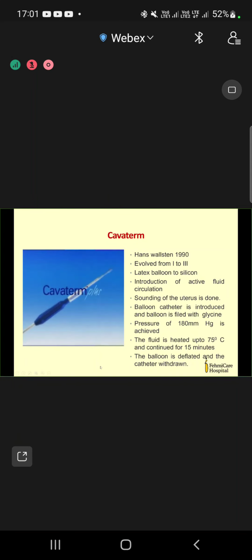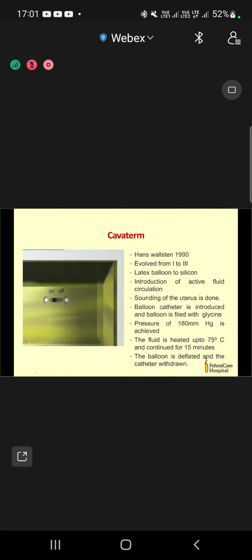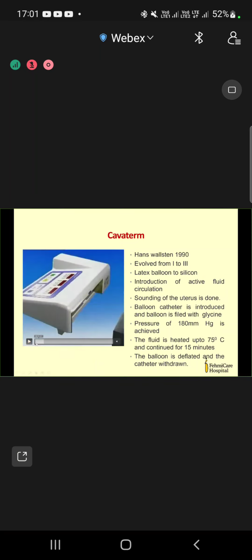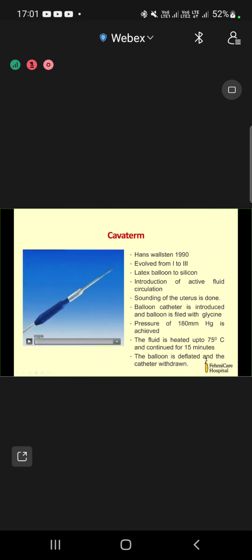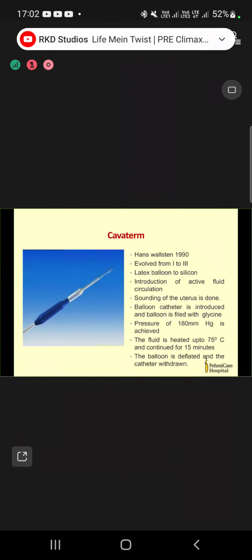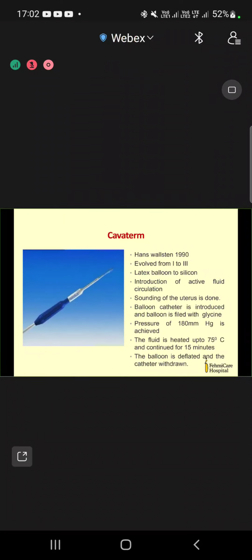Over the thermal ablation techniques of balloon, we have one more advanced technique. This is called Cavatum. In 1990, Professor Hans Wallstein devised this. It has evolved from the thermal balloon technique from level 1 to level 3. This is made up of silicon. Earlier balloons were made up of latex.